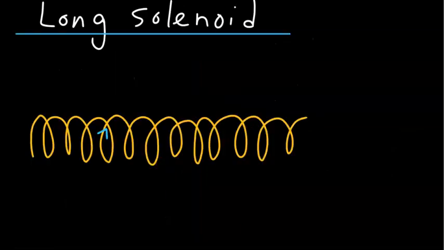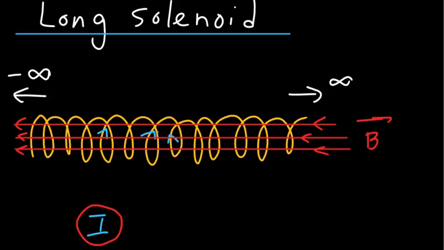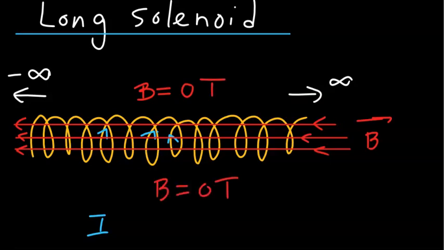The second system that we want to look at is a long solenoid. So this is a system, a very long solenoid carrying a certain amount of current. Let's say the current is I. Now this is a very long solenoid, so the solenoid extends from minus infinity to infinity. The right-hand rule suggests the magnetic field created by this current I is along the axis of the solenoid, as represented by these red arrows. Because it's a very long solenoid, there is no magnetic field outside the solenoid. So the magnetic field outside on both sides of the solenoid is 0 Tesla.